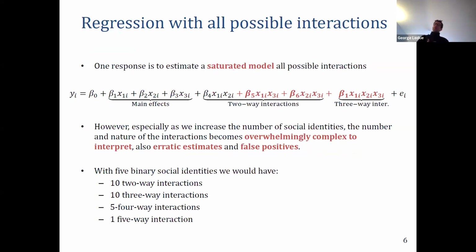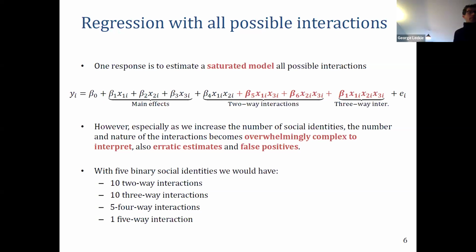Okay, so given that argument, one response would be, well, let's just estimate all possible interactions and do what's called a saturated model. Here you can see I've now switched on the extra two-way interactions, the three-way interaction. The problem is that already with three characteristics, gender, socioeconomic status, ethnicity, we're arriving at a model which is substantively very hard to interpret. It's very hard to interpret what beta 5 is, what beta 4 is, this should say beta 7 over here, what beta 7 is, and so on.